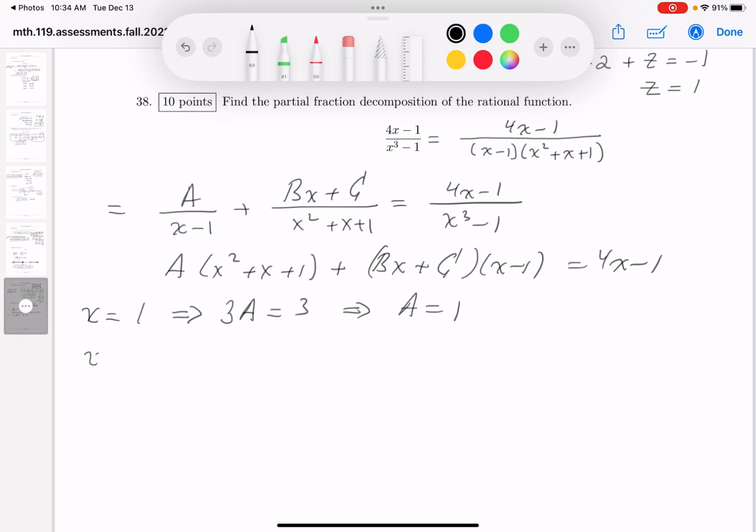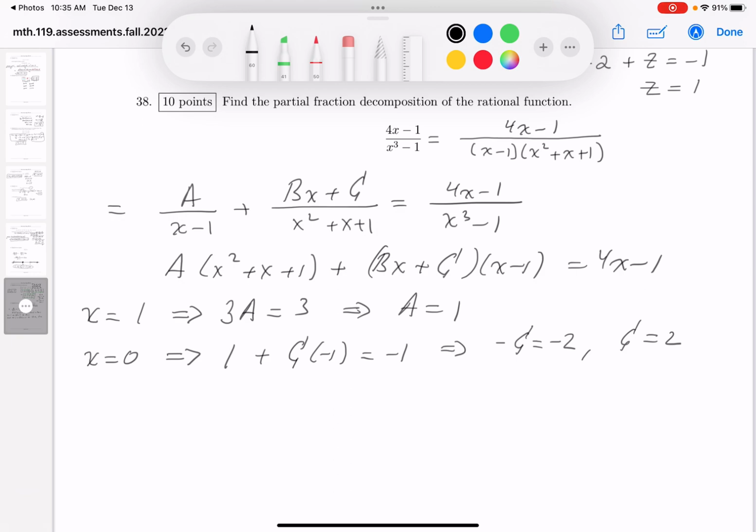I'm going to try x to be 0. And what would you get over there? Well, A is 1, and if x is 0, you just get 1 times 1, which is 1. And then you get plus C. Again, x is 0, so you get minus 1 over here, and then minus 1 there. What is this going to give me? You're going to get minus C is equal to minus 2, where C would be equal to 2.